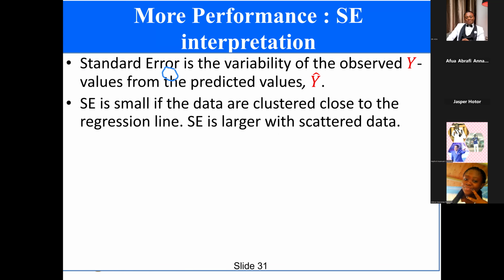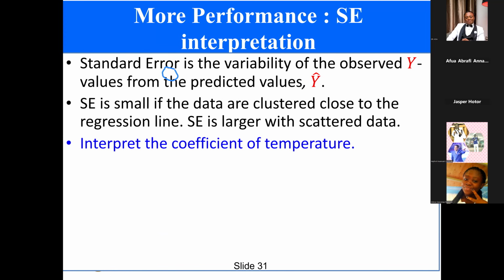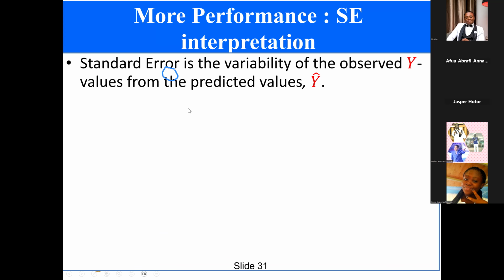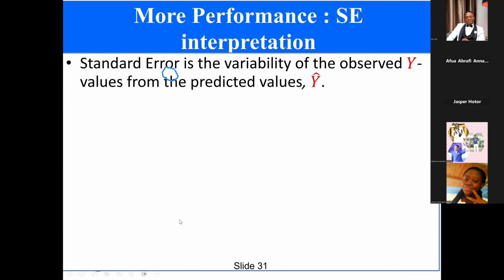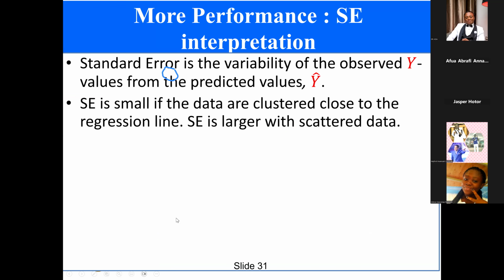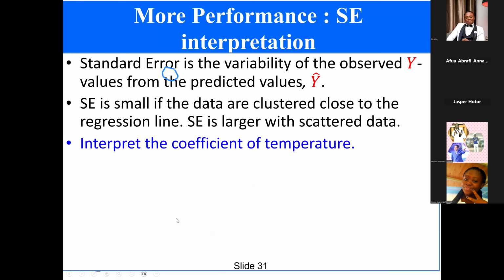If it is big, it means that the data is scattered. That's it. How do you interpret the coefficient, the most important one? Look down here. The temperature, the yellow highlighted, is 0.673. How do you interpret that? That's the most important thing. Okay. All the independent variables must be interpreted.